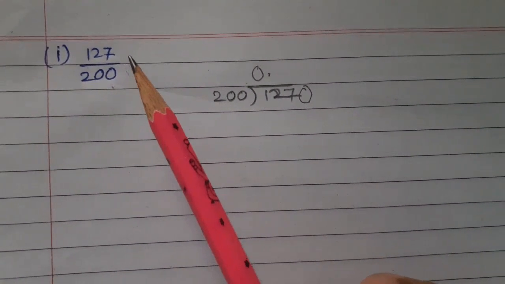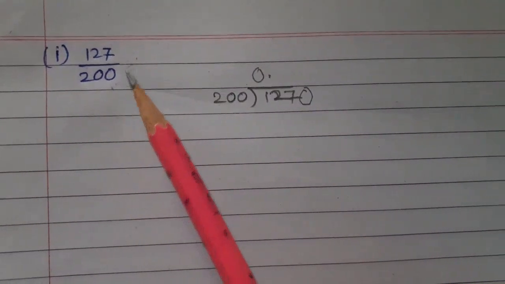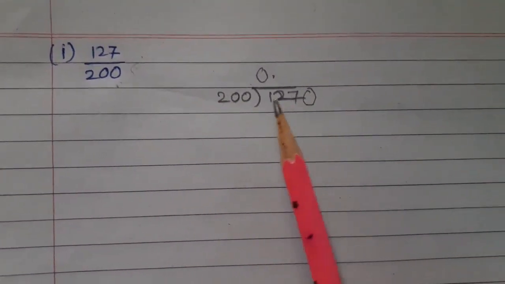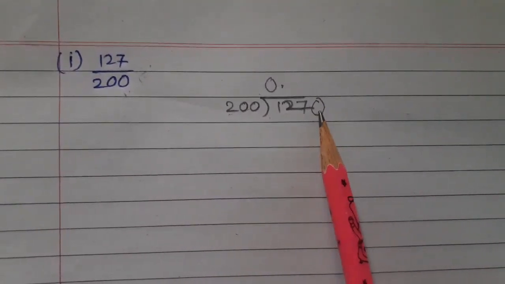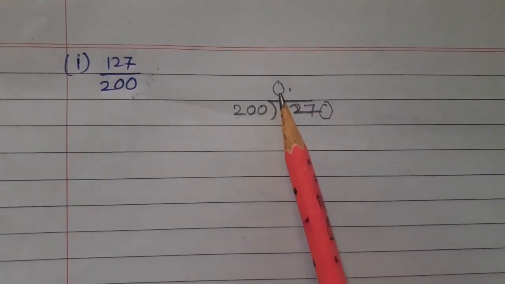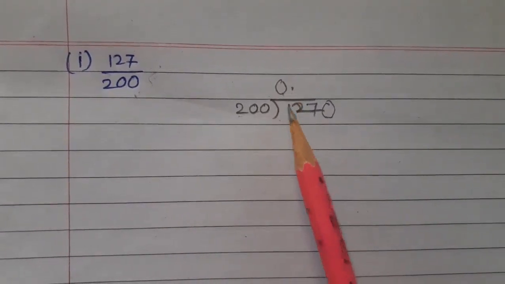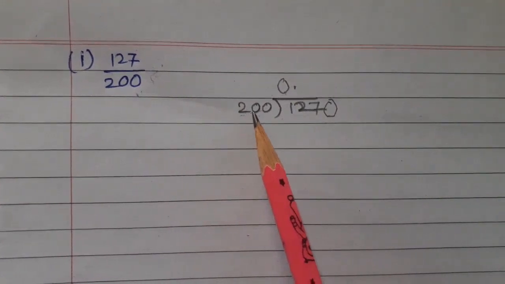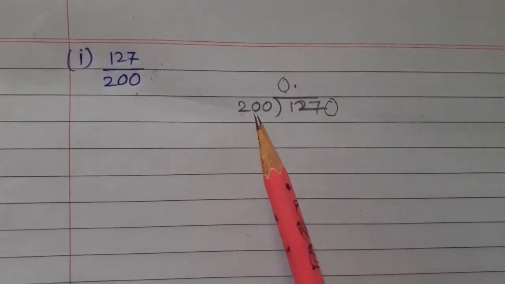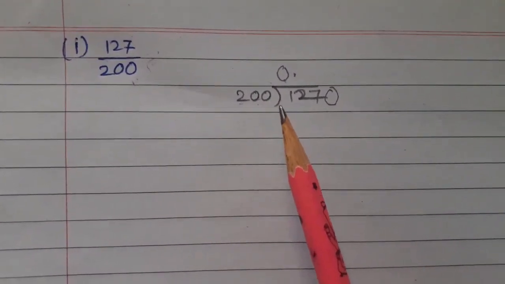Now we will divide 127 by 200. See, like this. Here 127 is less than 200, so we take 0 here and put a decimal point after 0. Now we require the 2 or 20 table. So 2 6s are 12, so 20 6s are 120, and 200 6s are 1200.